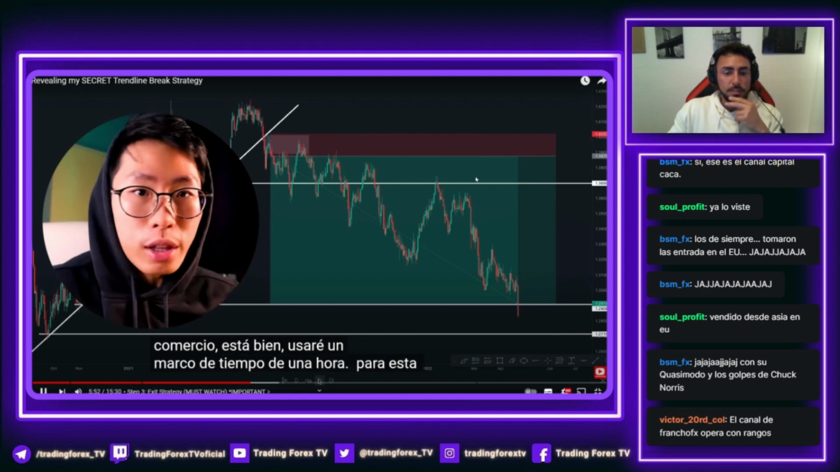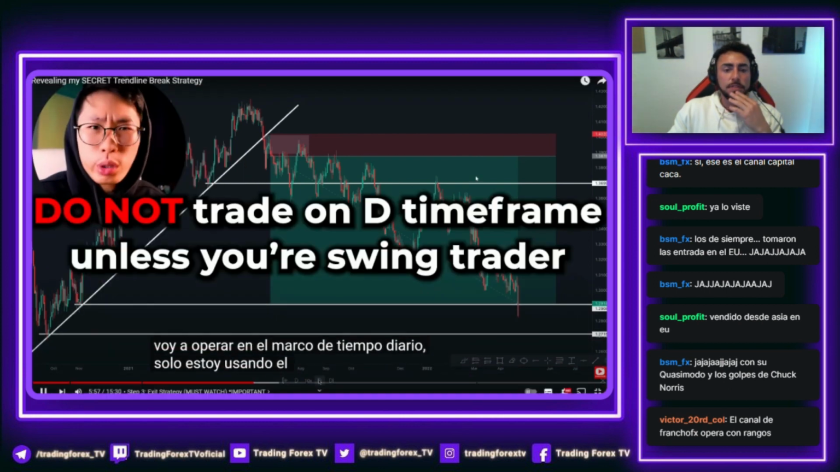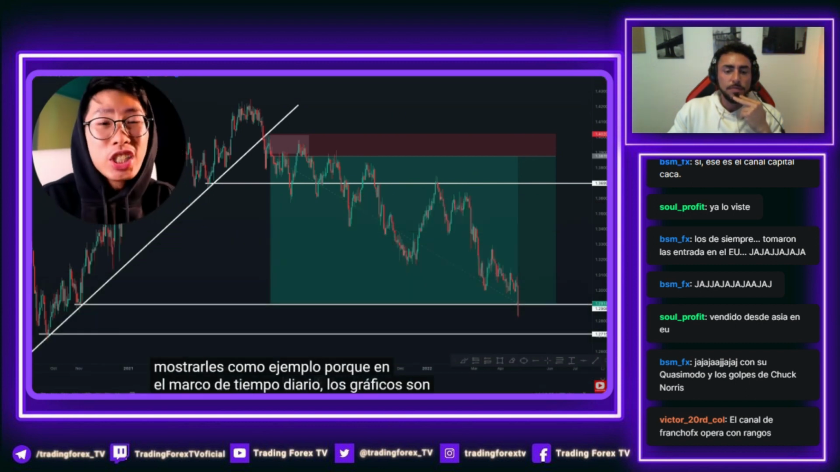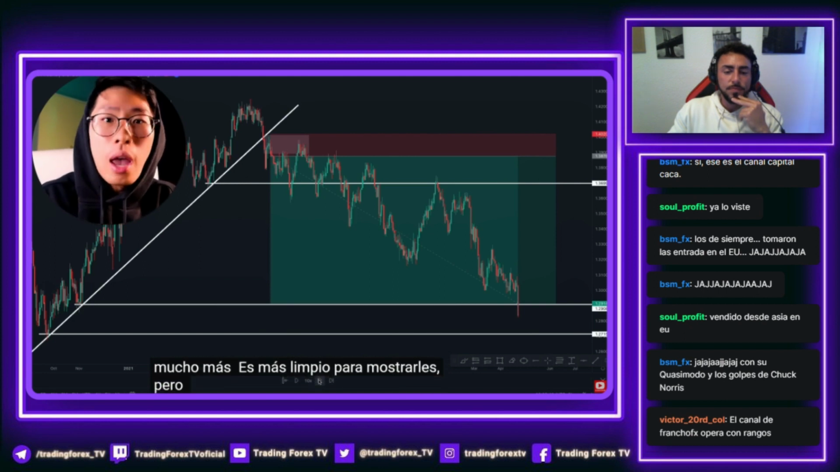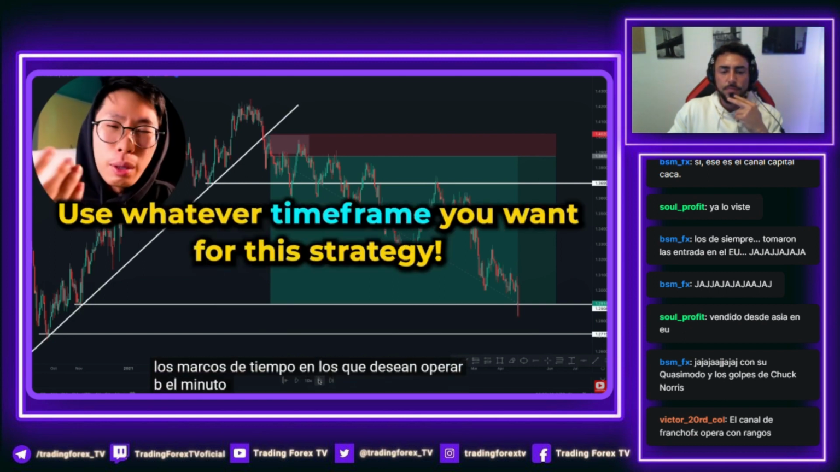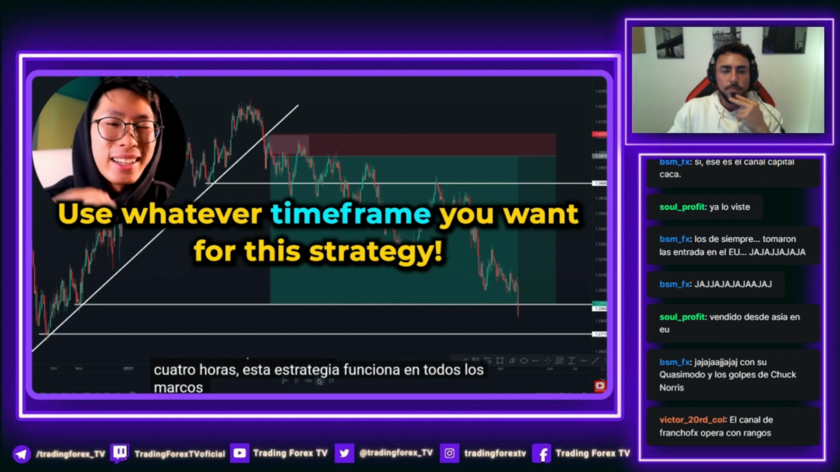a 1 hour time frame for this strategy, or even a 4 hour time frame. I'm not going to be trading on the daily time frame. I'm just using the daily time frame to show you guys as an example, because on the daily time frame the chart is much cleaner for me to show you. But please trade this strategy on the time frames that you want to trade on, be it the 15 minute, the 1 hour, or the 4 hour. This strategy works on every single time frame.